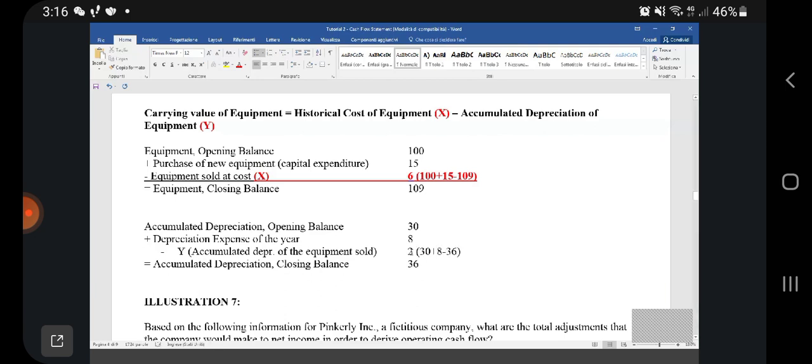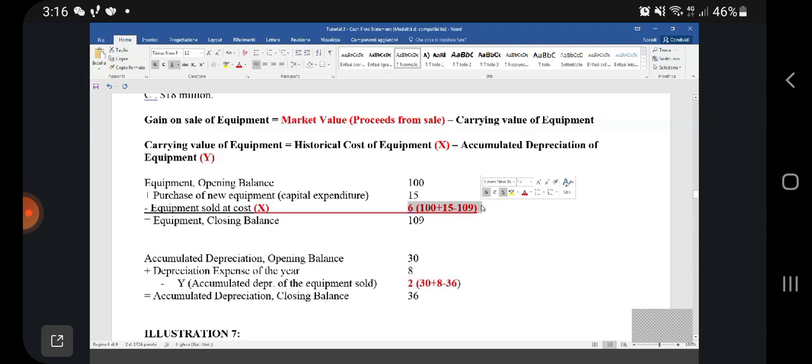Okay, this is exactly what your friend suggested in the chat, but not calculated as a shortcut, but with proper formulas over there. Now that we know how much is the historical cost of the equipment that we sold and the accumulated depreciation of this piece of equipment, we can substitute the figures over here. So the historical cost of equipment is 6 million, plus the accumulated depreciation of this piece of equipment, which is 2, we calculated each of them here below.